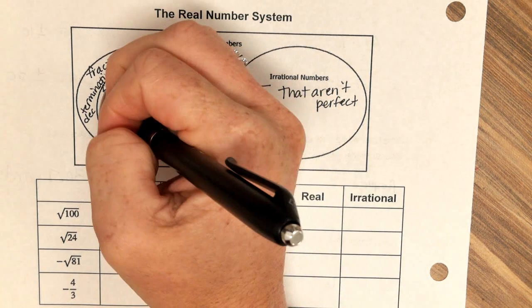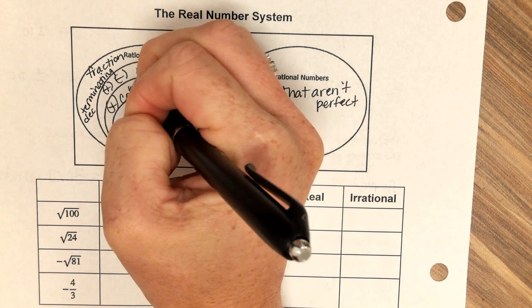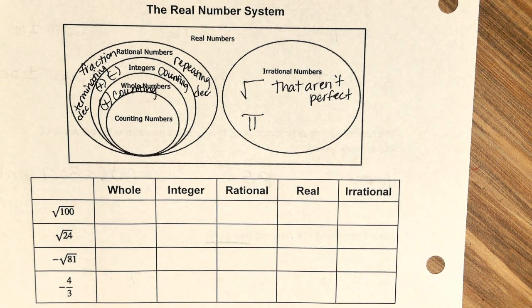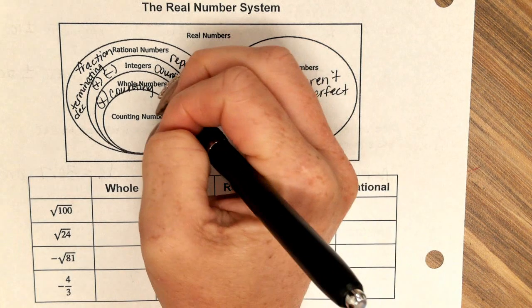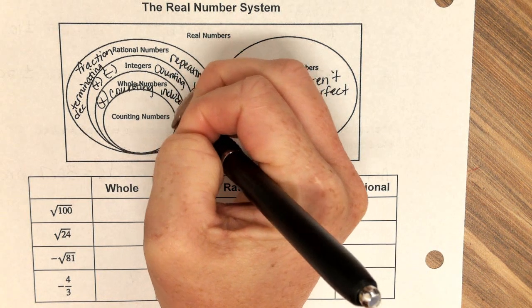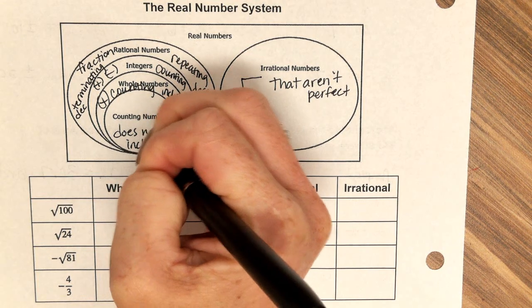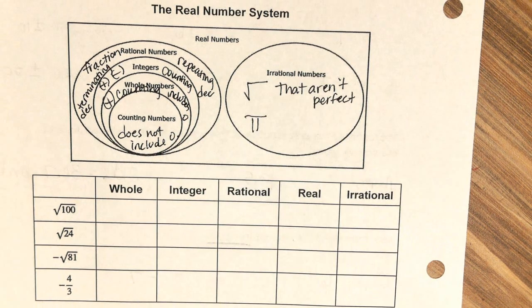So whole numbers are only your positive counting numbers, and whole numbers does not include 0. Excuse me, whole numbers includes 0, where counting does not include 0. And that's easy to remember because when you count, do you start with 0 or 1? 1. Yeah, so counting doesn't include 0, whole numbers do. And that's the real number chart. To me, it's super, super easy, okay?